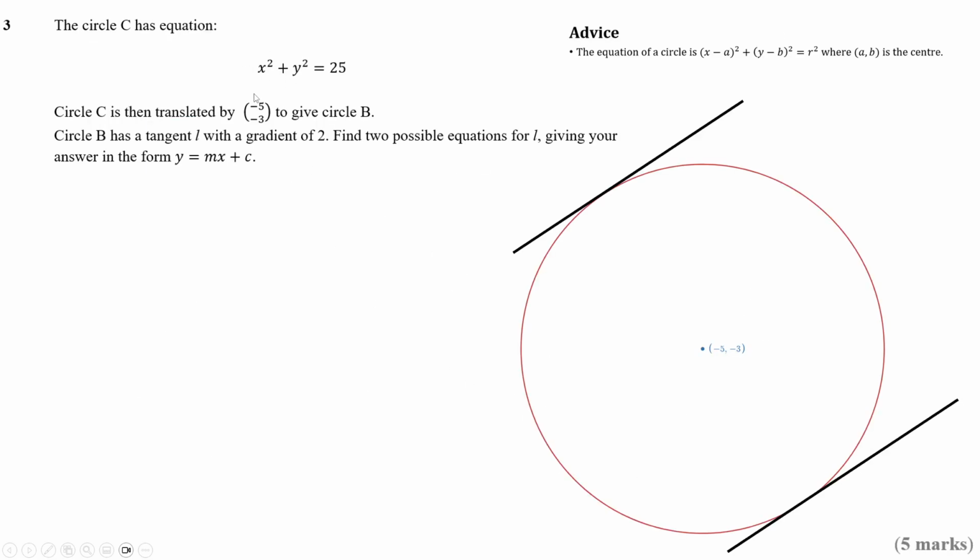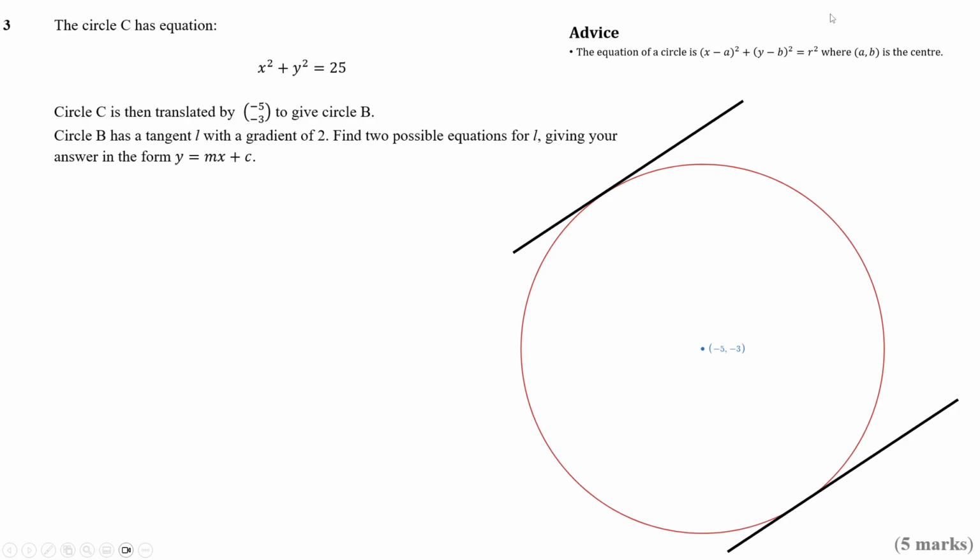The circle C has this equation, and it's been translated, so it's been moved 5 to the left and then 3 down. Okay, so if you imagine this has center 0, 0, you should just know that. And if you move the center 5 to the left and 3 down, the new center is going to be -5, -3.